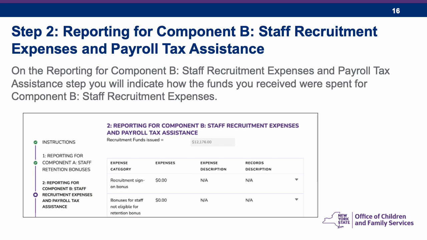Step 2 is Component B, Staff Recruitment Expenses and Payroll Tax Assistance. On this step, you will indicate how the funds you received were spent for Component B, Staff Recruitment Expenses. You will also certify that funds you received for the Payroll Tax Assistance Award were spent towards the employer portion of the payroll taxes incurred while issuing bonus payments to staff or recruitment expenses.